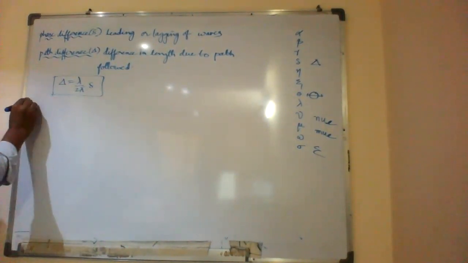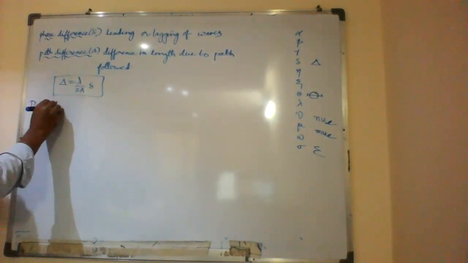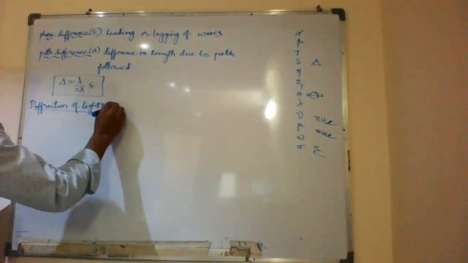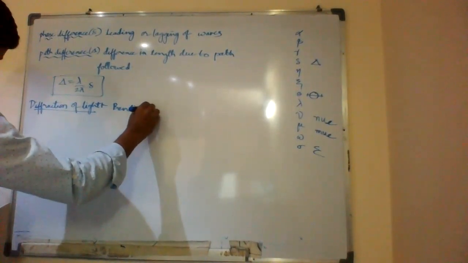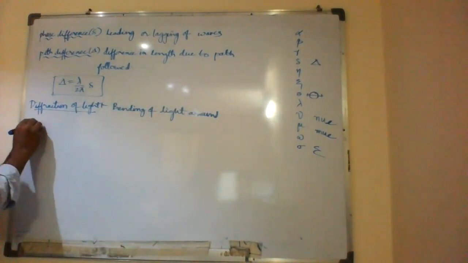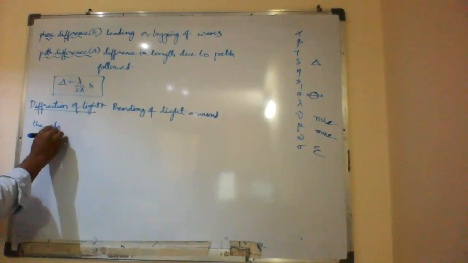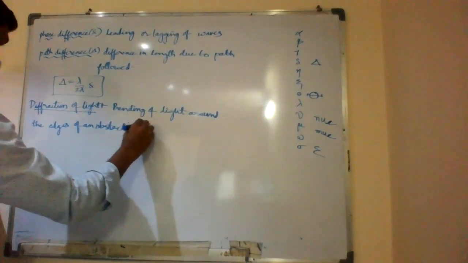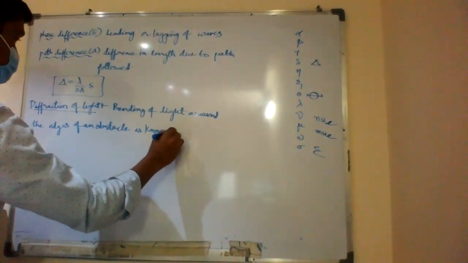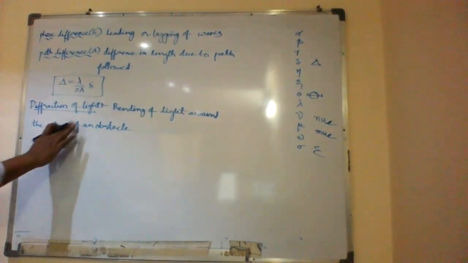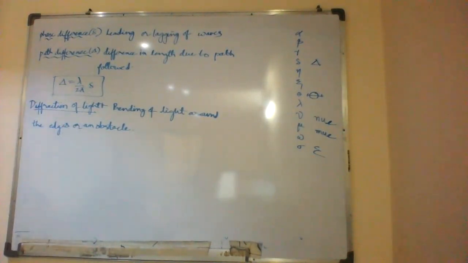Now we'll go with diffraction. Okay, diffraction of light. Diffraction is the bending of light. Diffraction of light means bending of light around the edges of an obstacle is known as diffraction. Bending of light around the edges of an obstacle.